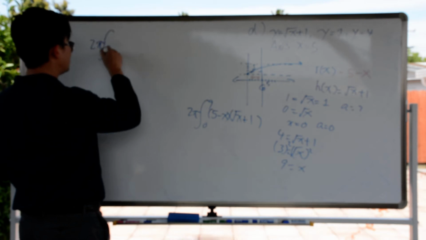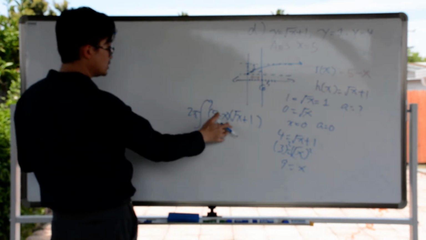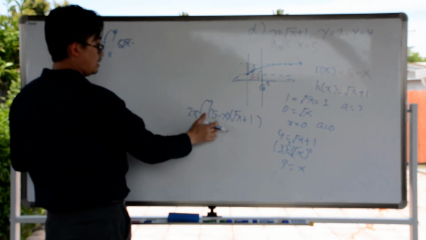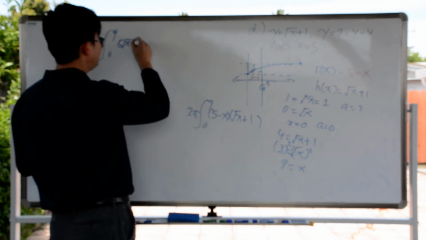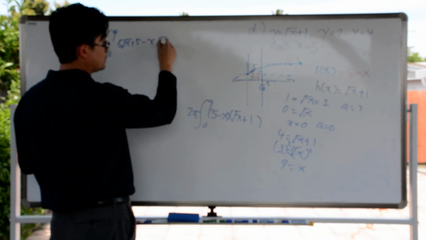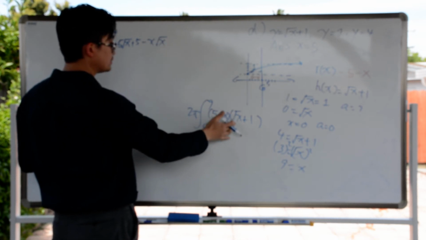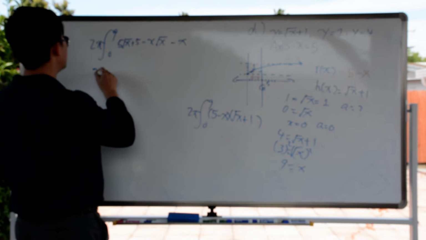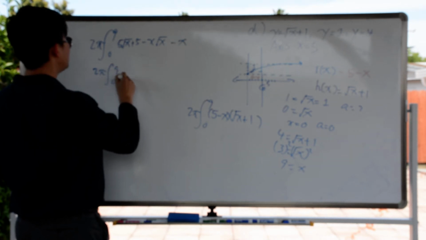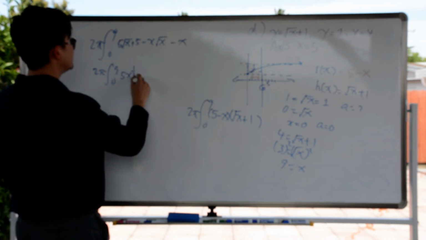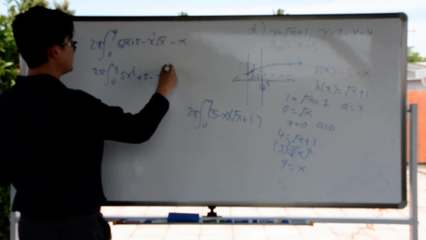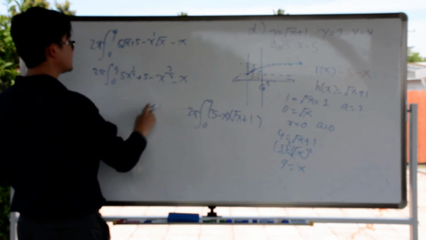So 2 pi integral from 0 to 9. So distribute, so we have 5 root x plus 5 minus x root x. And then minus x, because negative x times 1. So this one we can just rewrite it. So 2 pi, 0 to 9, 5x to the power of 1 half, plus 5 minus x, this one's x to the first power times x to the power of 1 half, so x to the power of 3 half, minus x.